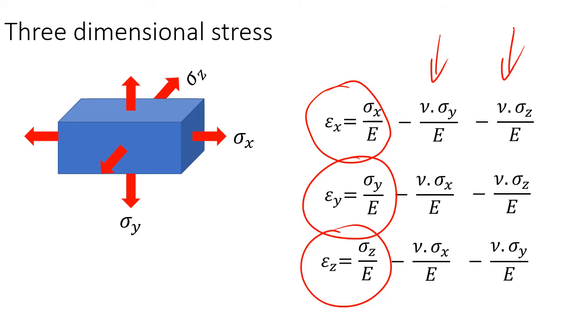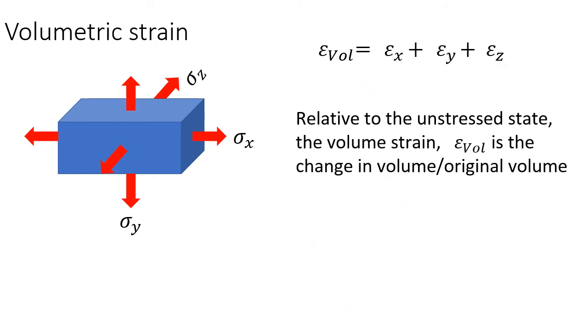So we take off the strain caused by any stresses in the other directions. So let's have a look at an example then to see how that affects our calculations. Sorry, just before we get to the example, we need to think about the volumetric strain.